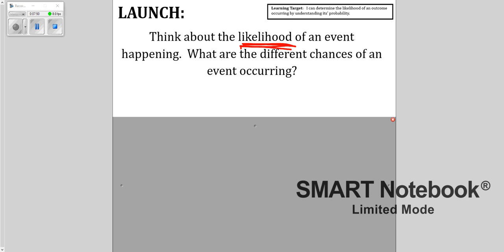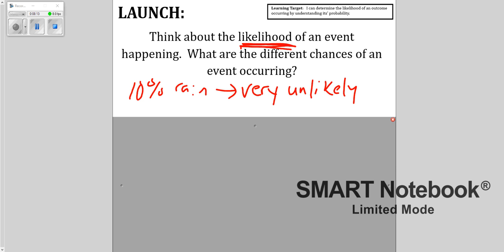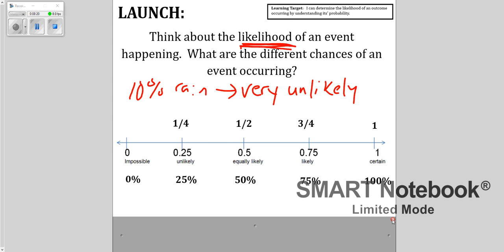So again, if I use that example, tomorrow there's a 10% chance of rain. 10% rain. How would you describe that in words? Is it definitely going to rain? Is it impossible to rain? No, but I would say that it is unlikely, or maybe even very unlikely. So when you're talking about likelihood, that's kind of what you're talking about. You're using words to describe how likely something's going to happen. And here's a scale you can use to help you.